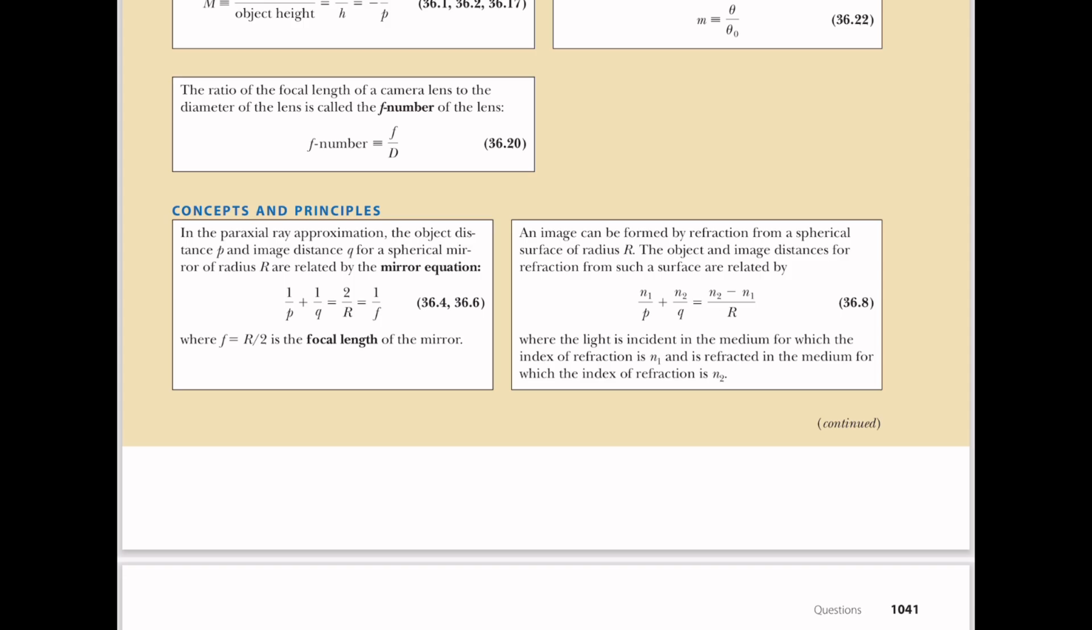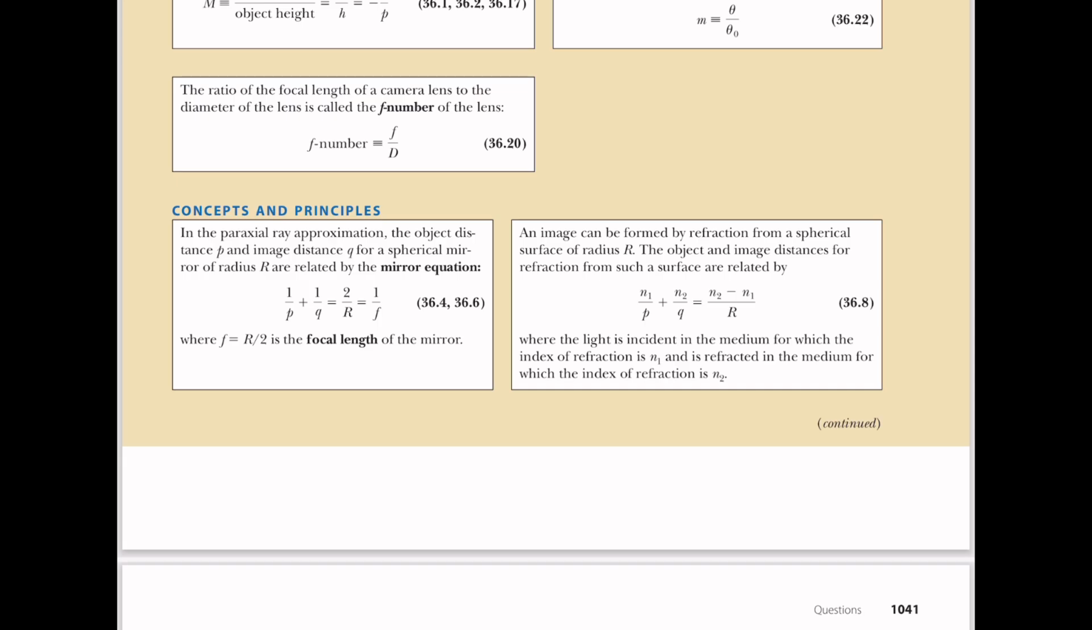Concepts and principles. In a paraxial ray approximation, the object distance p and the image distance q for a spherical mirror of radius R are related by the mirror equation: 1/p + 1/q = 2/R = 1/f, where f = R/2 is the focal length of the mirror.